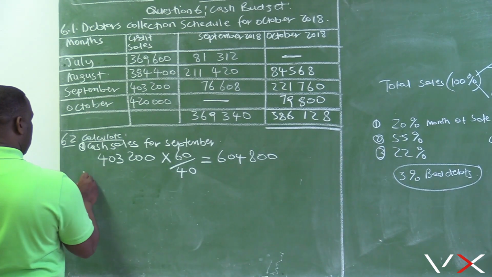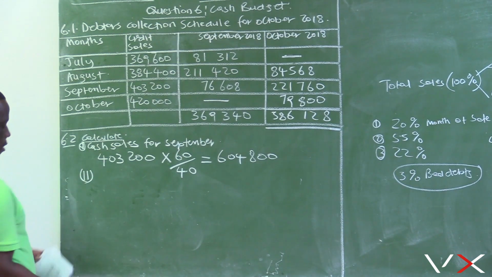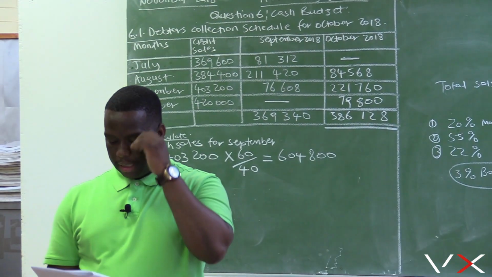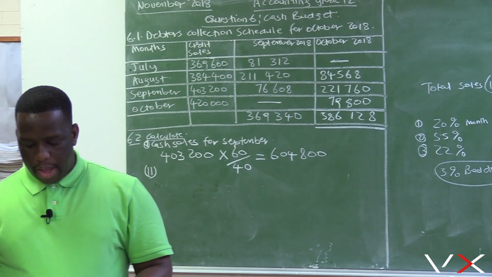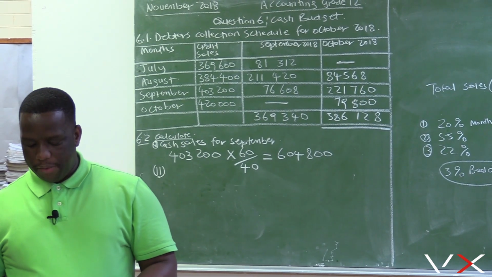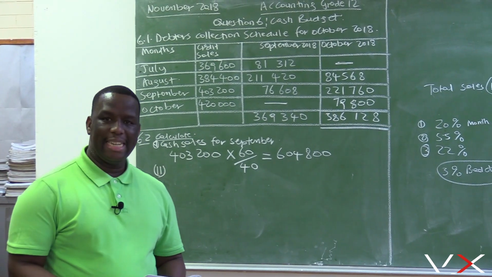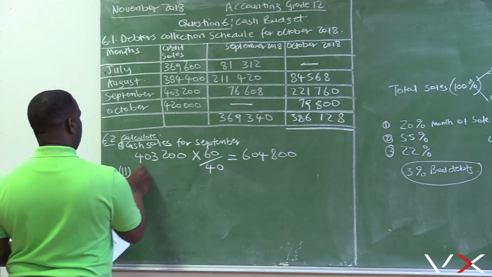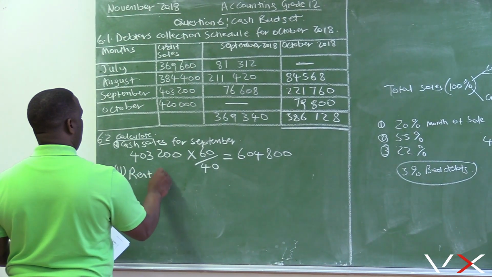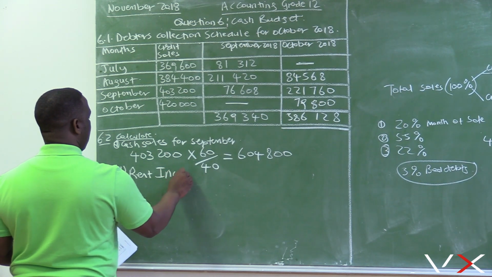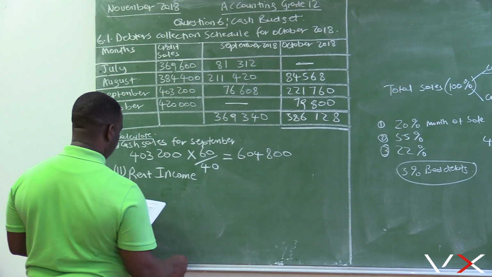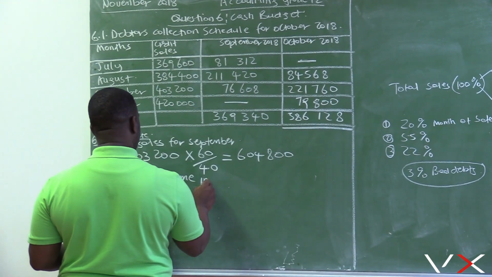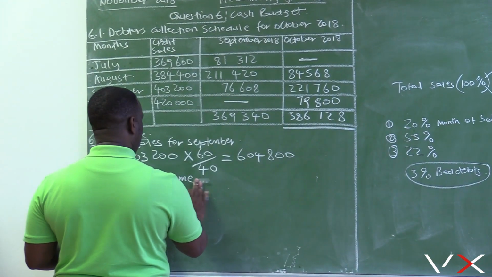And then 6.2 Roman figure 2. What is it that is required here? From the extract from the cash budget, Roman figure 2, we want to calculate rent income for October. How much? Remember, we are doing a budget here. How much are we expecting to collect for rent in October? Rent income for October.